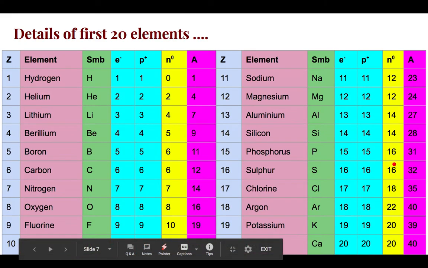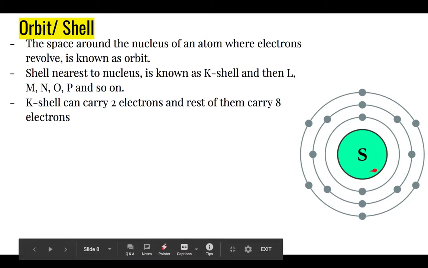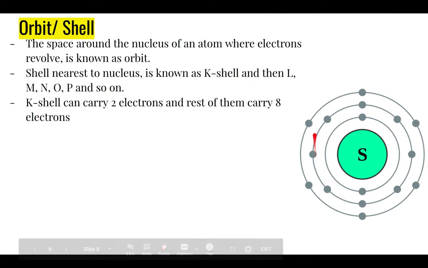So in this way we conclude here. Now if you check orbit and shell, these are the spaces around the nucleus of the atom where electrons are found revolving. The orbit nearest to the nucleus is called the K shell, followed by the L shell, M shell, N shell, O shell, and so on. The first shell has the capacity to carry two electrons. After the first shell, all the remaining shells can carry 8 electrons.